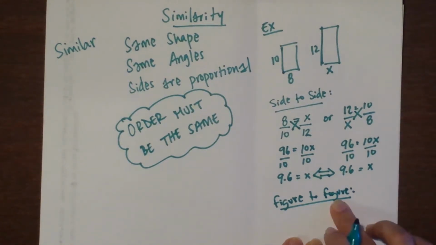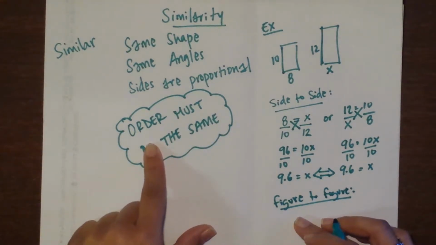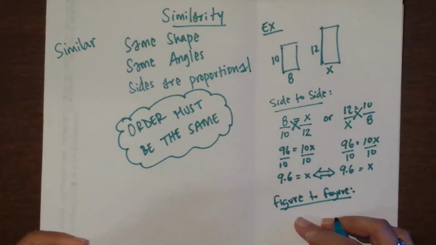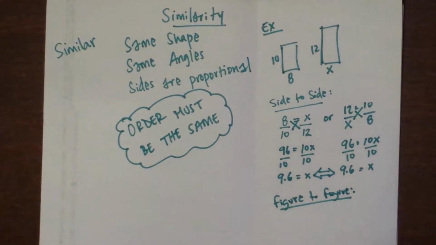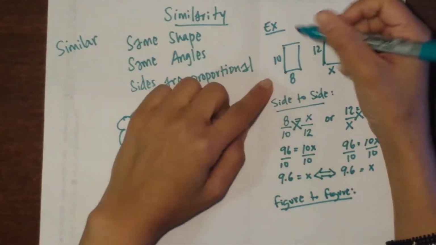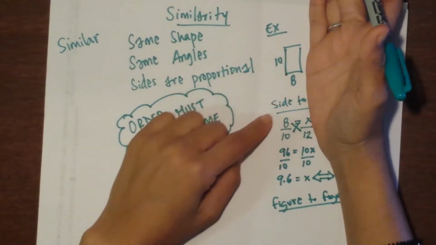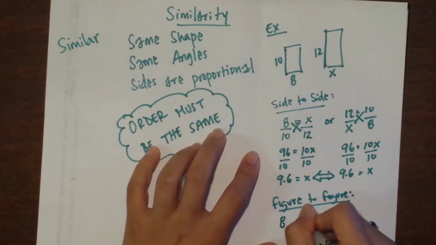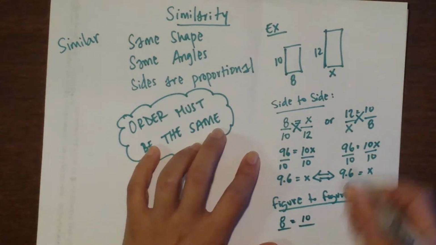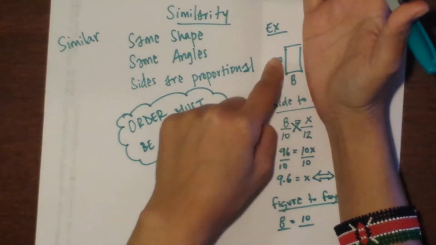All right, so figure to figure. That means you can compare. Again, the order still has to be the same. So from figure to figure, that means I'm going to look at this figure only and then compare it to this figure. So it doesn't matter what order. I'll do both. I'm going to look at this figure, and I like to start with the smallest number. So small to big, 8 to 10. Now remember, whichever order I started with here, I have to start with the same order on the other side. So I have to go the smaller number, then the bigger number.